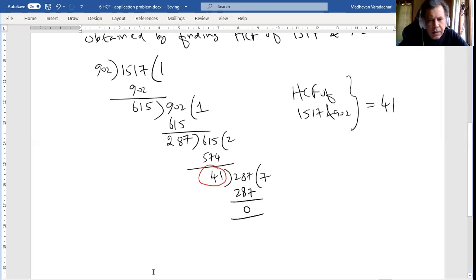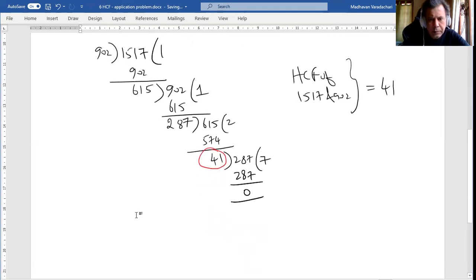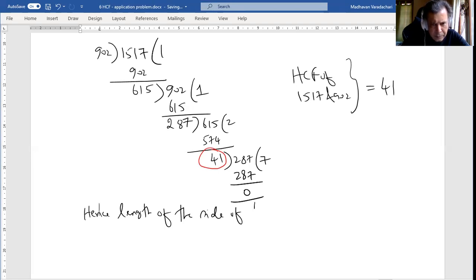So we got the length of the tile. Hence, the length of the side of the square tile is equal to 41 centimeters.